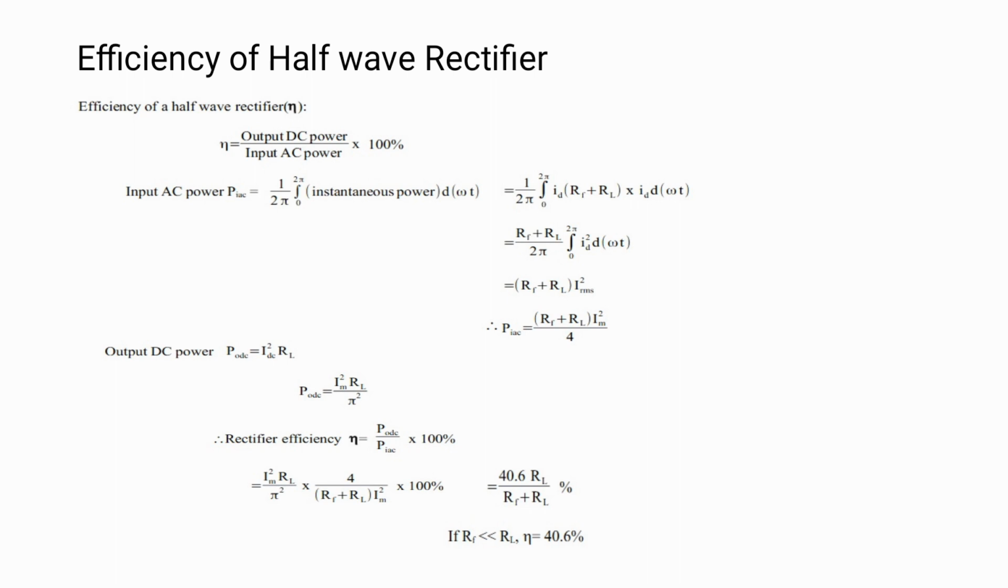Now we are considering RF is much less than RL. Why? Because RL is the load resistance and RF is the forward biased resistance of the diodes, which is practically a small value, but ideally it is equal to 0. In practical cases, RF is much less than RL, and in that case eta, or rectification efficiency, is equal to 40.6 percent. So obviously it is the maximum possible efficiency for a half wave rectifier.